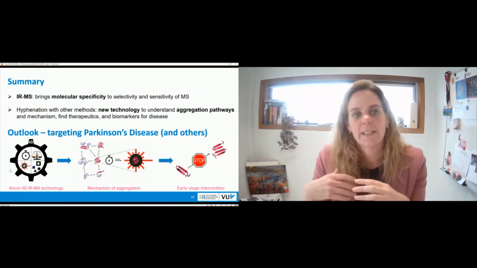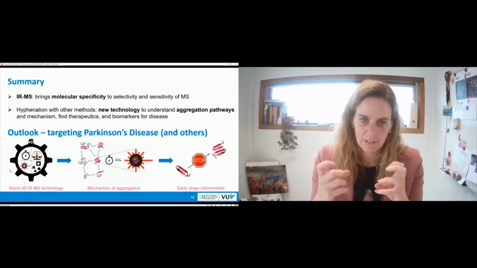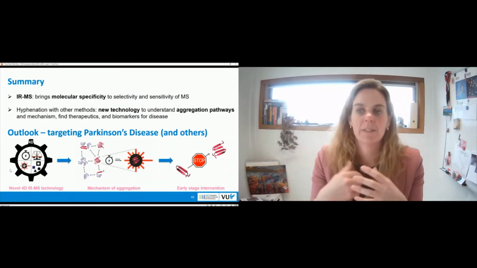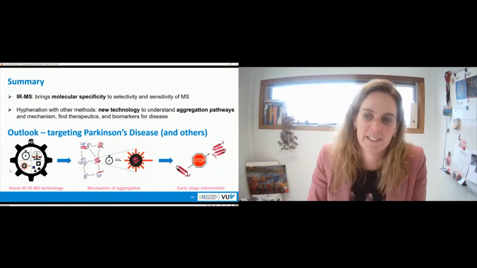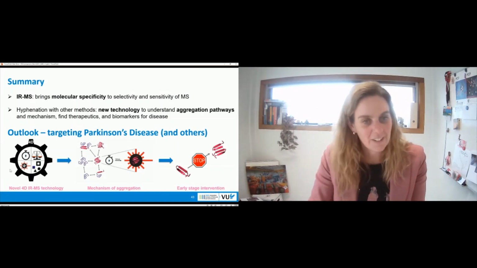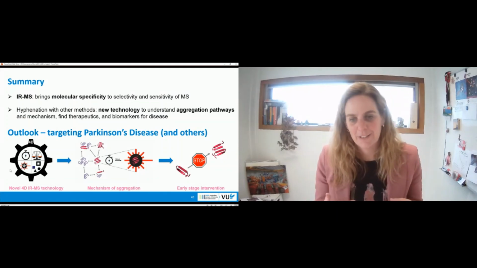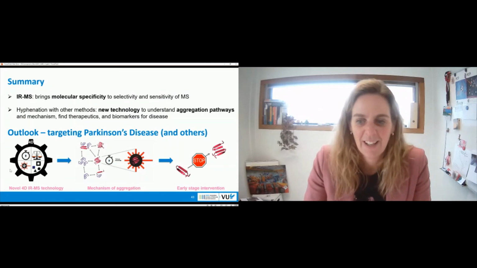And one thing is that the infrared combination really brings the molecular specificity, so the identification, to a technique that is very selective and sensitive, such as mass spectrometry. So this combination really helps us to bring this knowledge. And of course, when we have developed the knowledge, we will now apply it to all the projects I presented to you today.